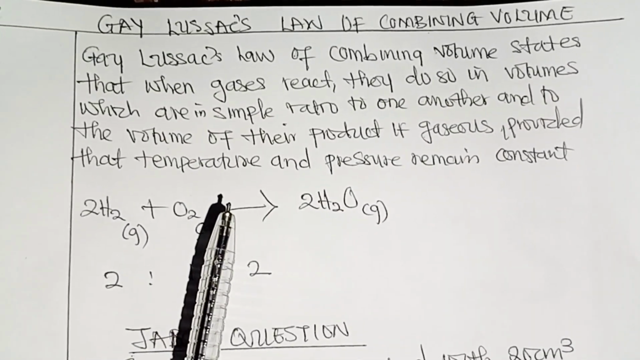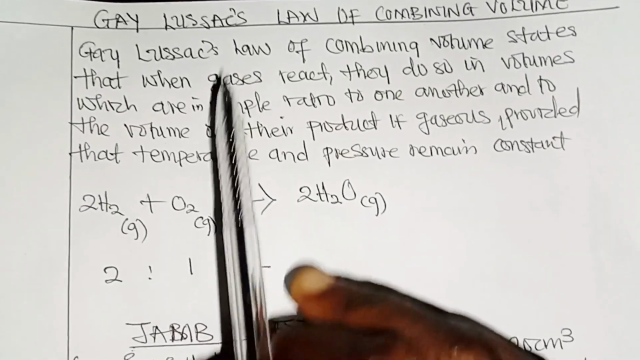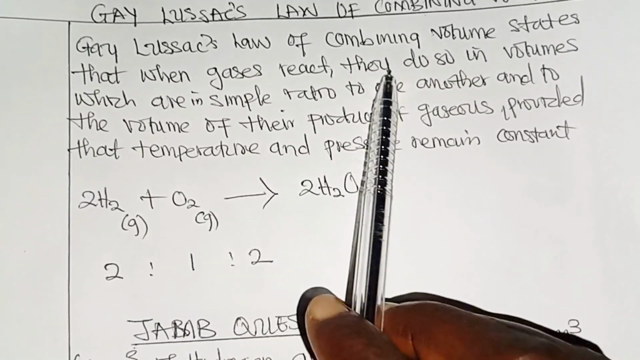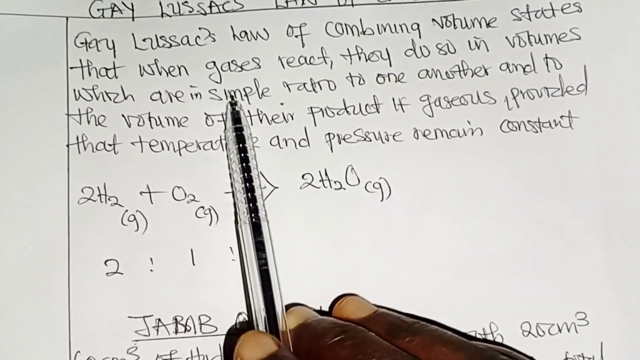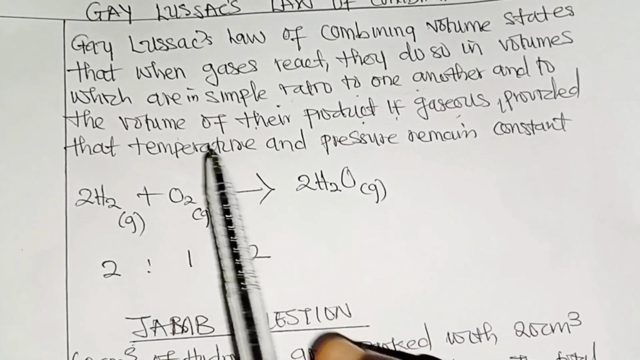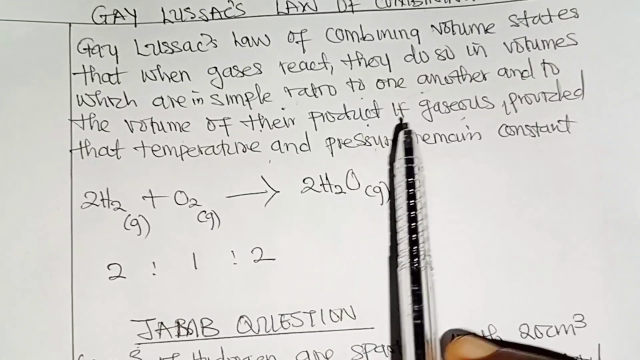Today we'll be looking at Gay-Lussac's law of combining volume. Gay-Lussac's law of combining volume states that when gases react, they do so in volumes which are in simple ratio to one another and to the volume of their product if gaseous, provided that temperature and pressure remain constant.